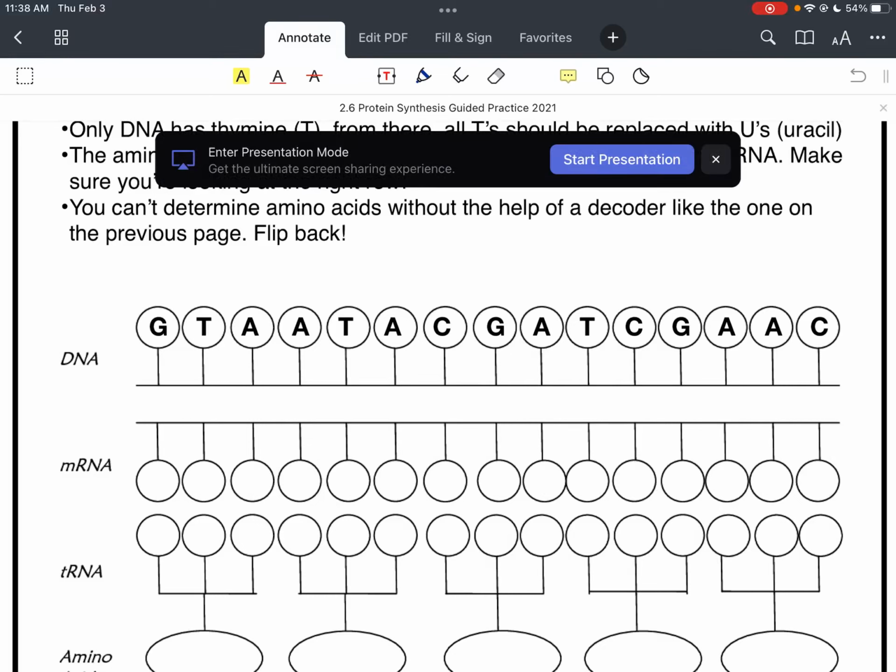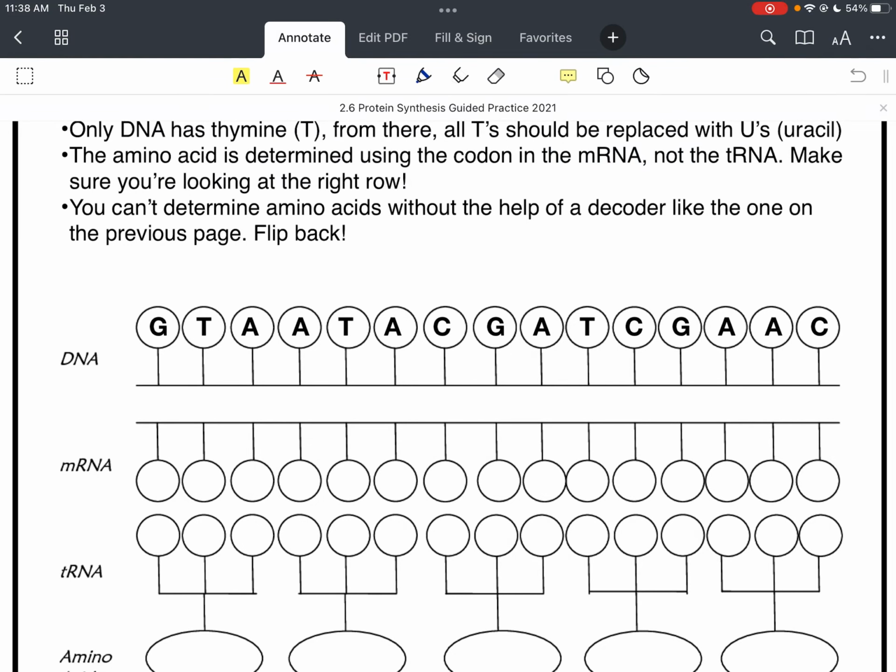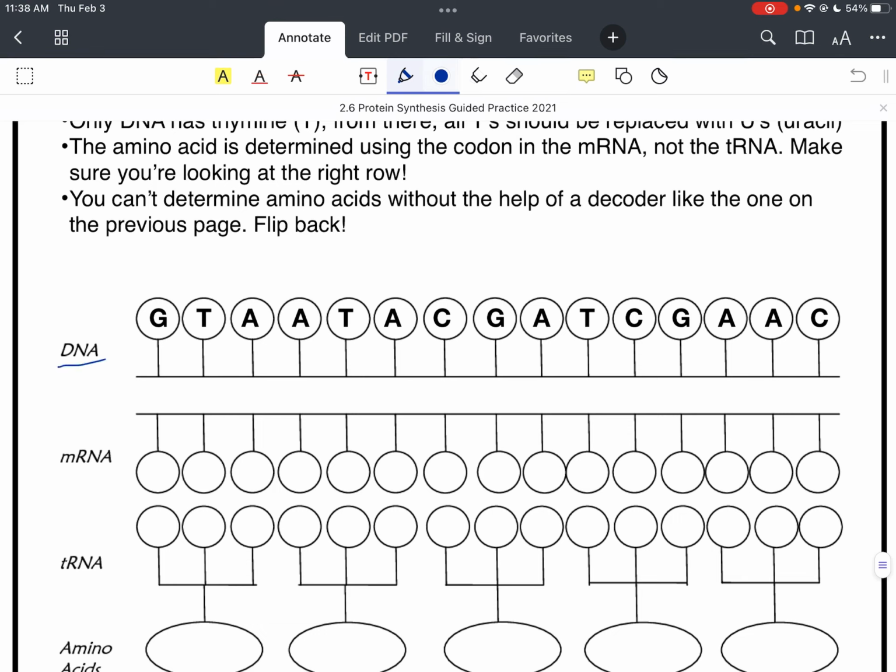In this video, we'll quickly go through how to transcribe and translate a DNA template. So the first step is I have my DNA template here, and then I'm going to use that in order to make the mRNA.